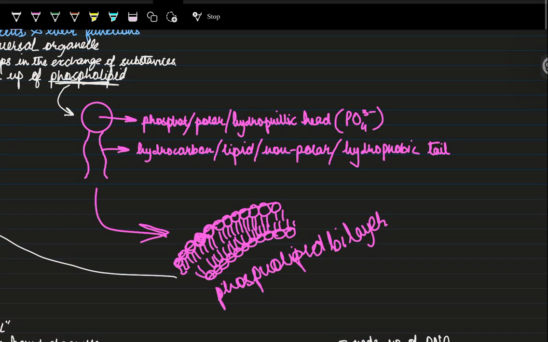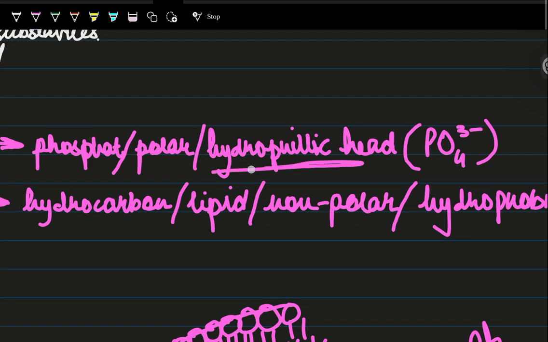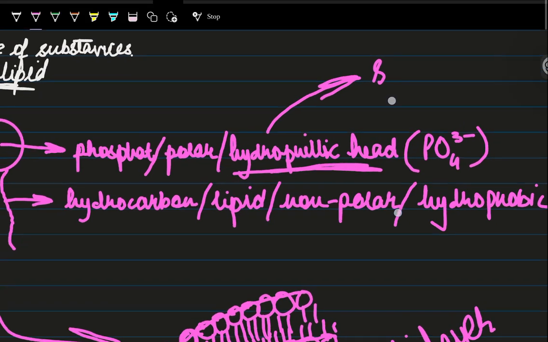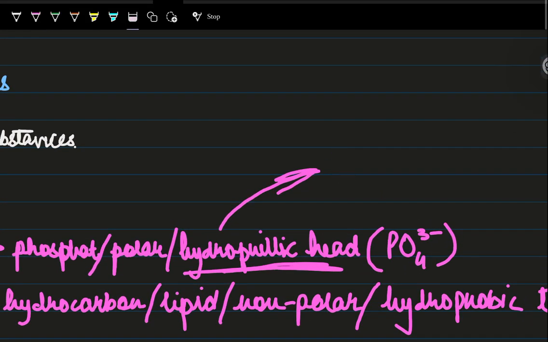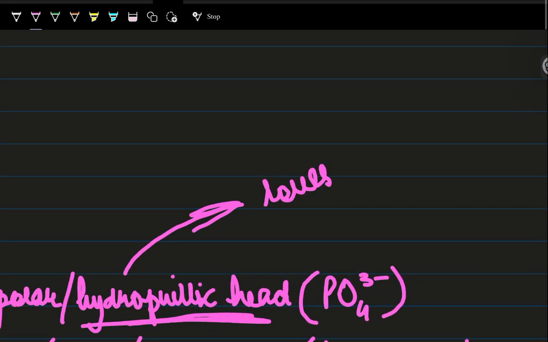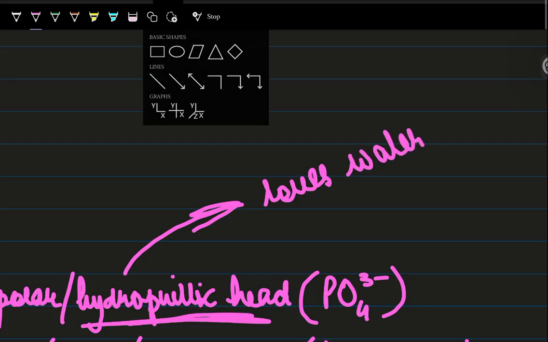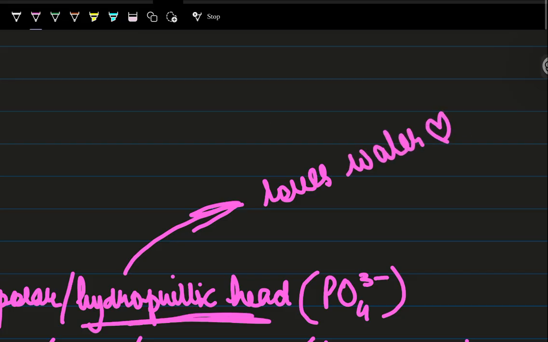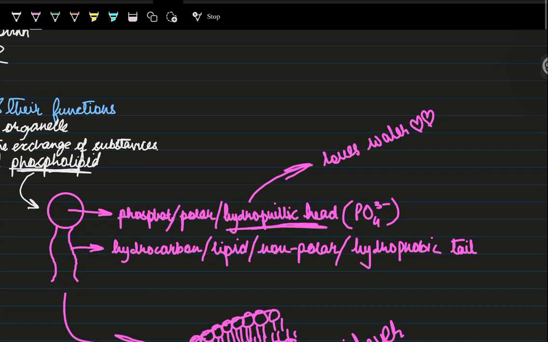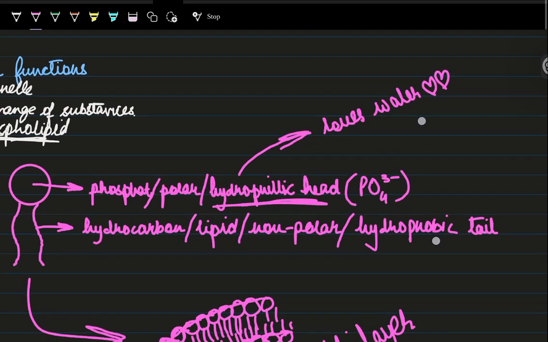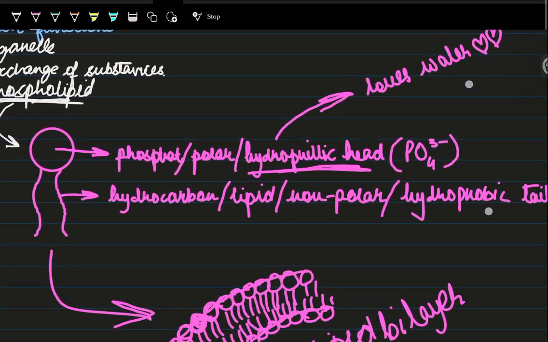There are two parts to a phospholipid: the phosphate head, or the polar head, or the hydrophilic head. Hydrophilic means loves water. It is made up of phosphate ions. Now the second part to the phospholipid is the hydrocarbon tail, or lipid, or non-polar, or the hydrophobic tail.